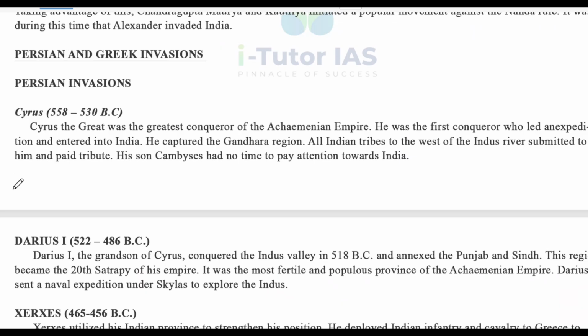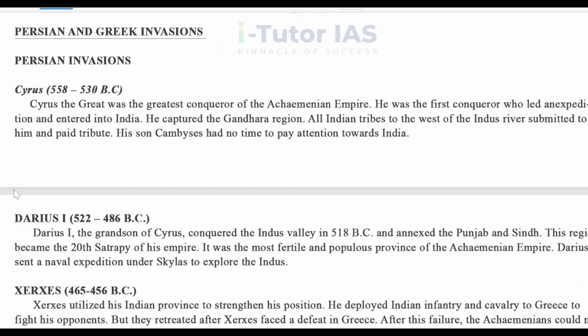Persian and Greek invasion. So in between there is a Persian invasion also. The first one is Cyrus, around 558 to 530 BC. Cyrus the Great was the greatest conqueror of the Achaemenid Empire, and he was the first conqueror who led an expedition and entered into India, and he captured the Gandhara region. All Indian tribes to the west of the Indus River submitted to him and paid tribute.